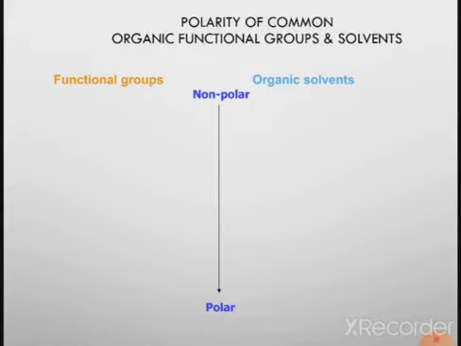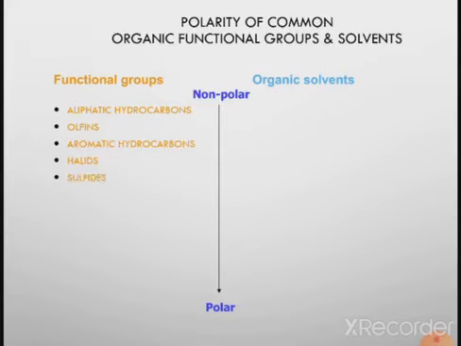Then aromatic hydrocarbons, halides, sulfides, ether, then nitro compounds, then esters, aldehydes, ketones, alcohol, amines, sulfones, sulfoxides, amides, and carboxylic acid. So these are some functional groups according to their increasing polarity.